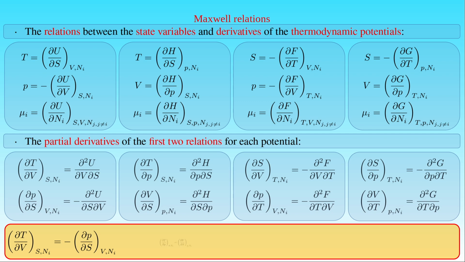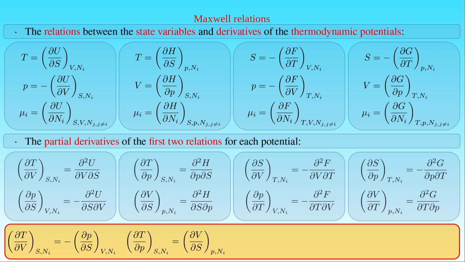For the second pair we obtain the relation stating that the partial derivative of the temperature T with respect to the pressure P at constant entropy S and number of particles Ni, is equal to the partial derivative of the volume V with respect to the entropy S at constant pressure P and number of particles Ni.